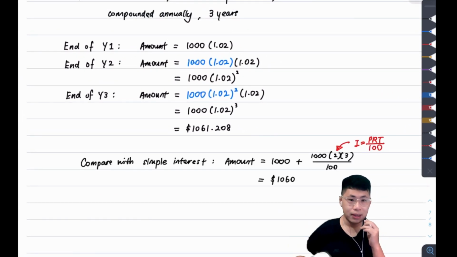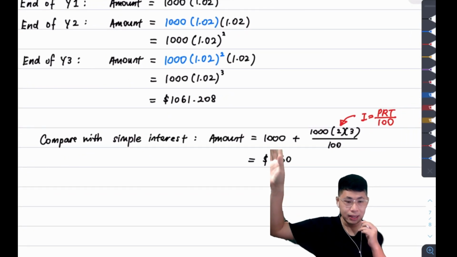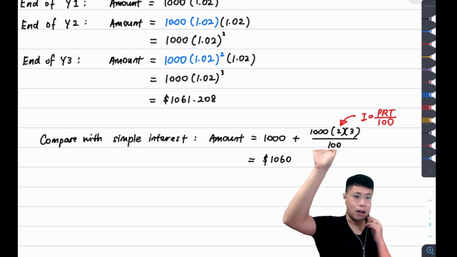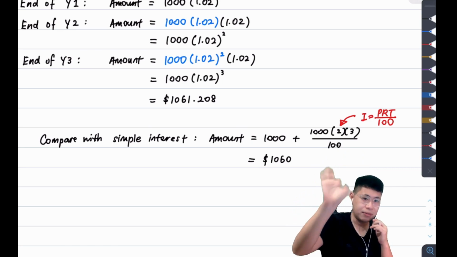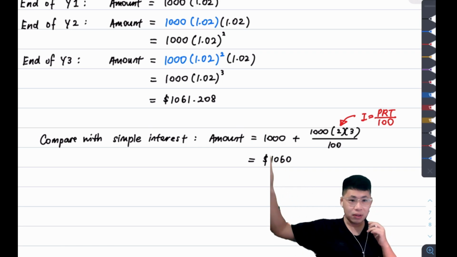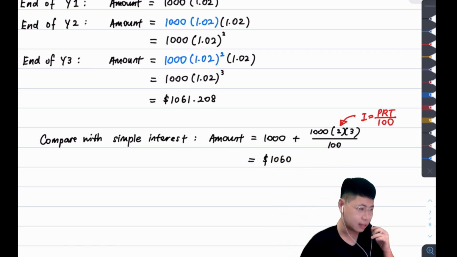Same thing. If we look at simple interest, we only have $1,000 at the beginning, and this is the interest proportion. We have the 1,000 times 2% every year times 3 years divided by 100, because it is 2%, 2 over 100. So we have the original amount plus the interest based on the original amount, which is 1,060.